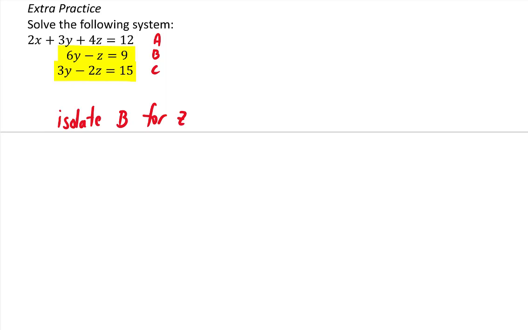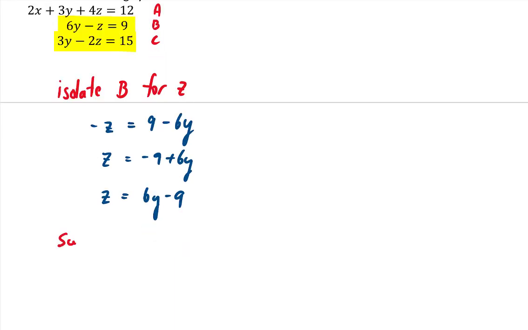And if we do that, we get negative Z is equal to 9 minus 6y. Multiplying everything by negative 1, we get that Z is equal to negative 9 plus 6y, or we have that Z is equal to 6y minus 9. Next, I'm going to sub this equation into the other equation, C.